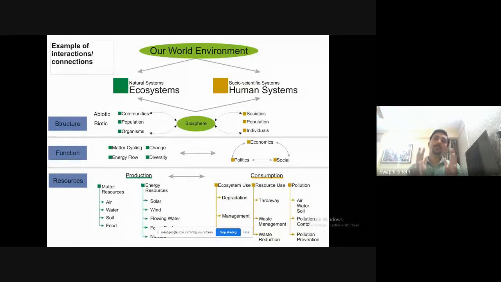So when we look at these two factors together, one is the natural ecosystem and the other is the socio-scientific human system. Basically our interests lie in economics, politics, and our social upliftment and upgradation. And as far as nature is concerned, it is continuously busy in its change, in its matter recycling, and giving lots of sources of energy and resources that we breathe every second.